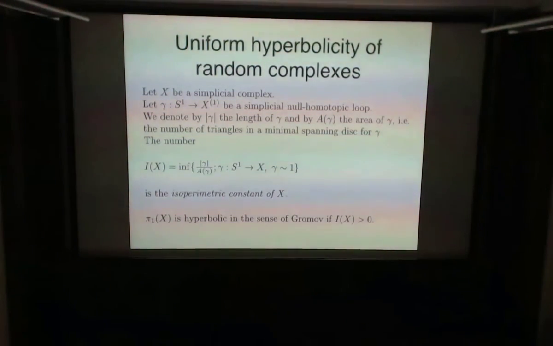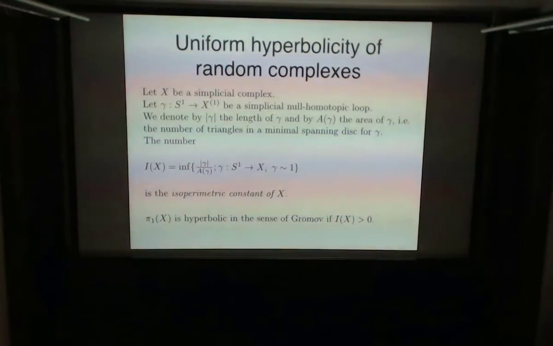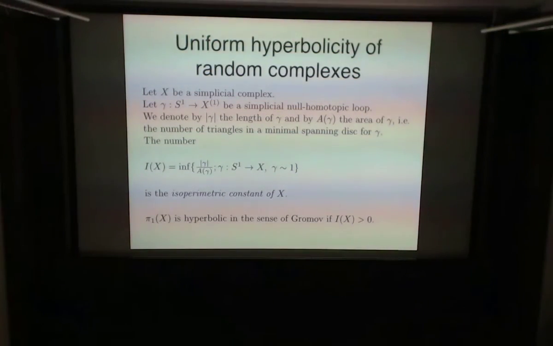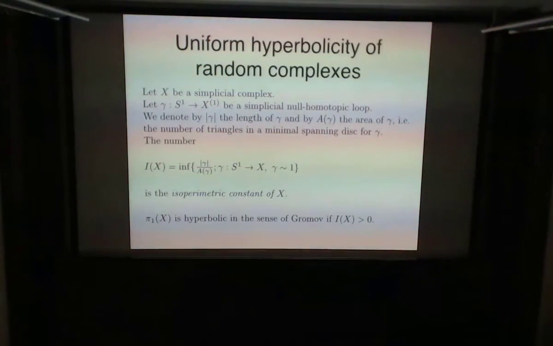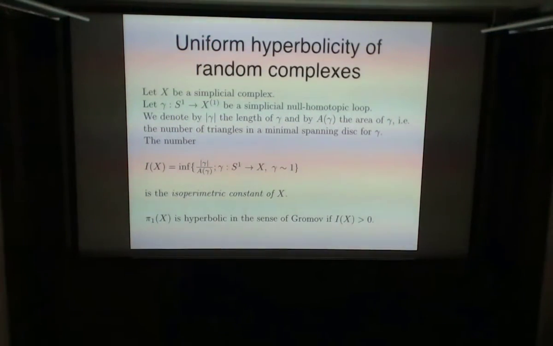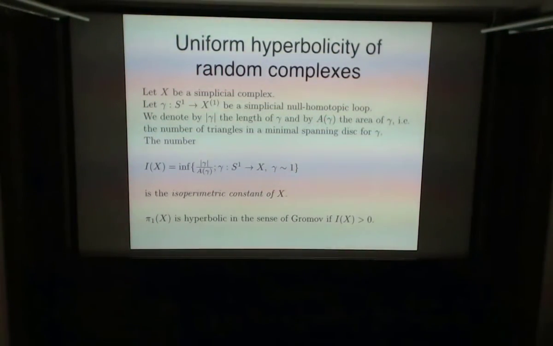This gamma is a loop in X, and it is null-homotopic, so you can find a 2-dimensional disk which bounds this loop. And this disk you can also make simplicial. You can subdivide. So we take the minimal disk, minimal in the sense that it has the smallest possible number of triangles which you can use to triangulate a 2-dimensional disk to show that gamma is null-homotopic. This is called the area of gamma.